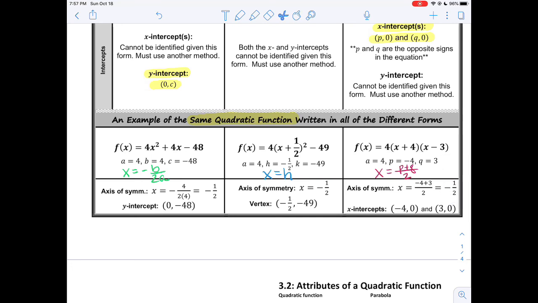Remember that the other thing that's easy to figure out from this version of the equation is the x-intercepts, where y is equal to 0 and we are crossing the x-axis. Those occur at negative 4, 0 and at 3, 0.